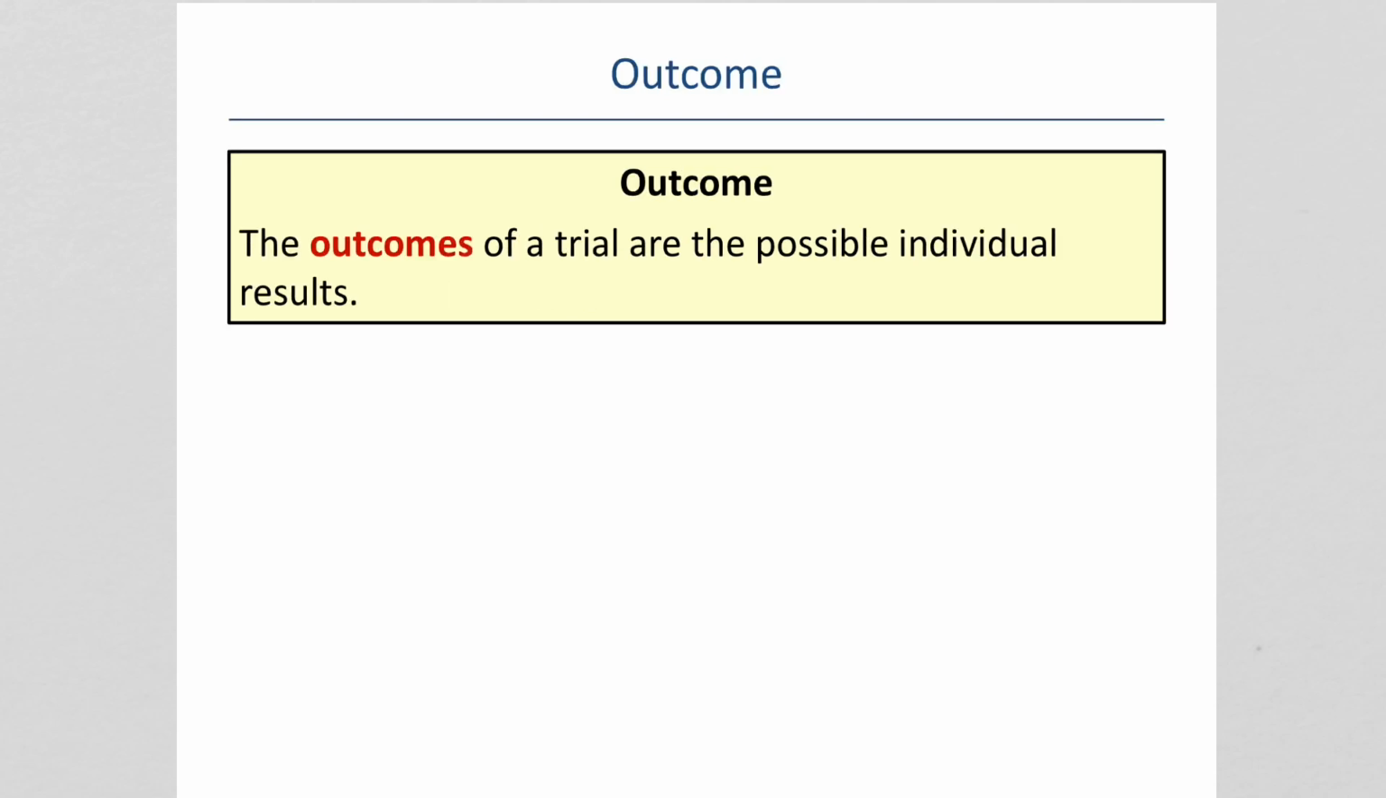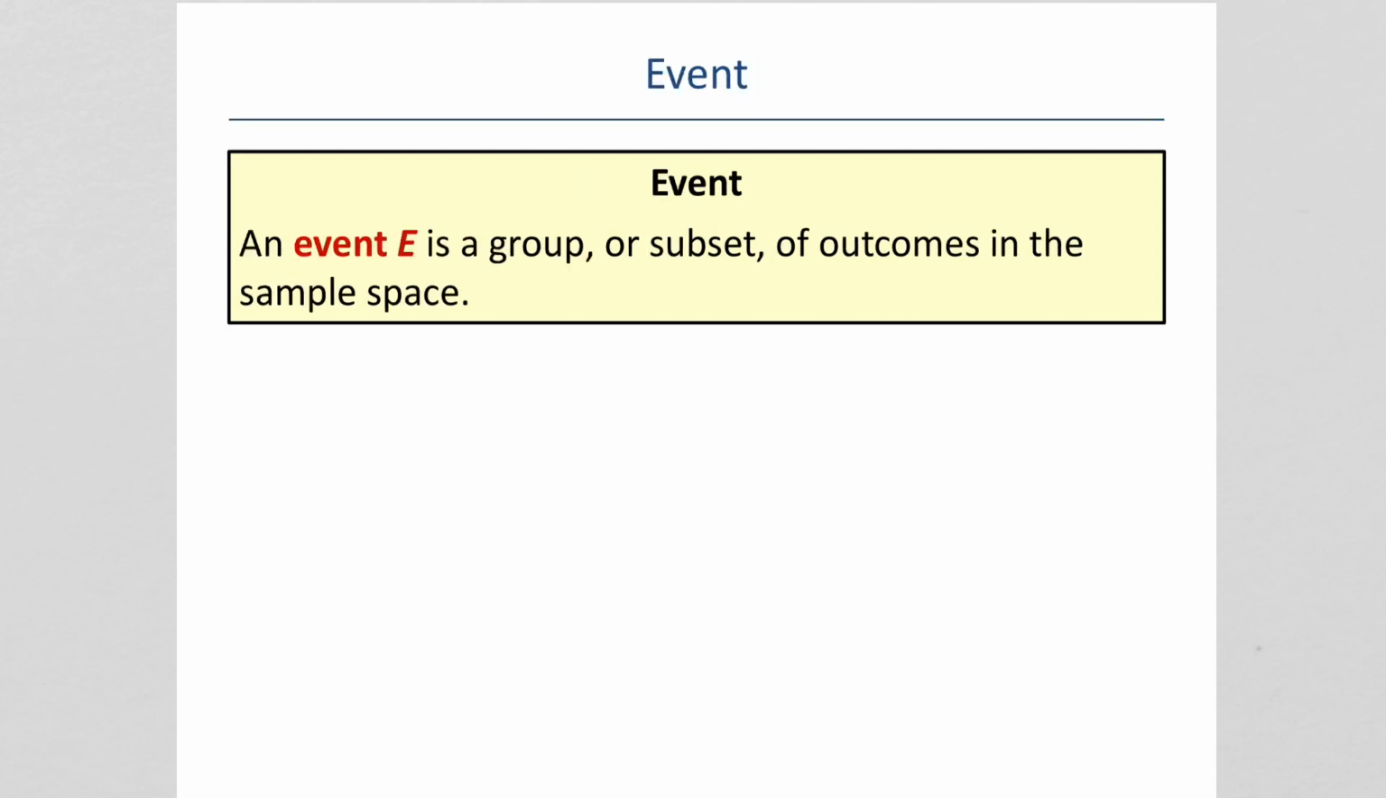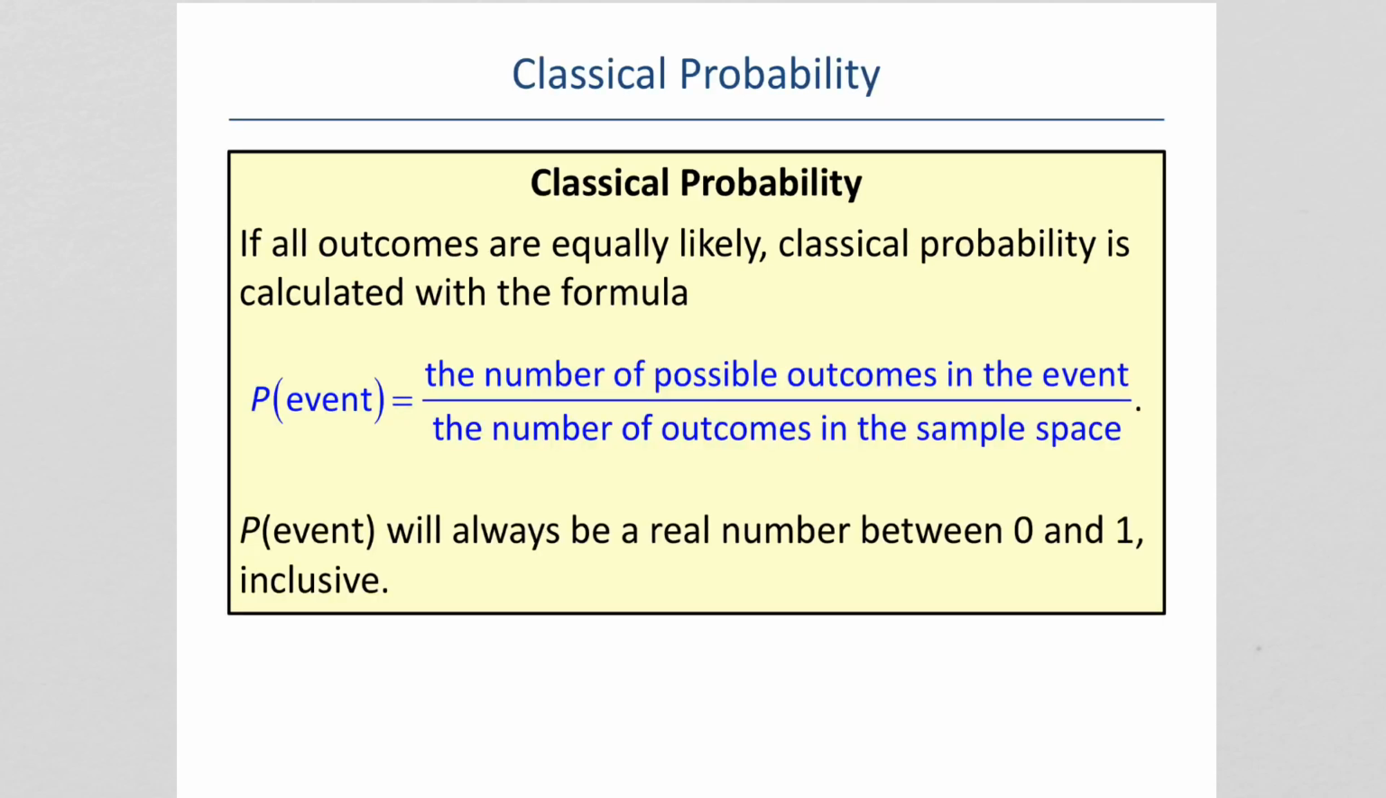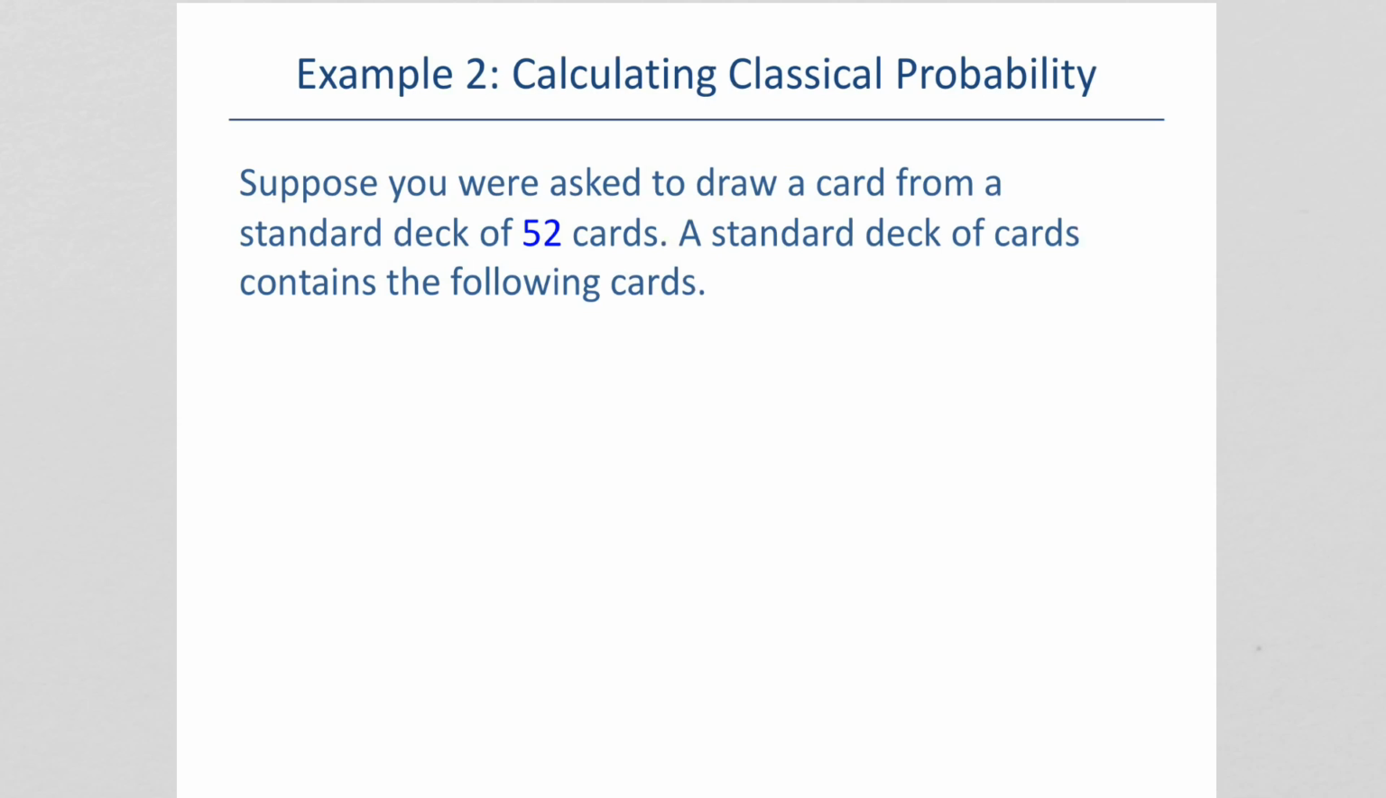So we've already discussed those definitions. An event is a group or subset of outcomes in the sample space. And classical probability is the number of possible outcomes in the event divided by the number of outcomes in the sample space. So how many possible outcomes could there be over the total possible outcomes?